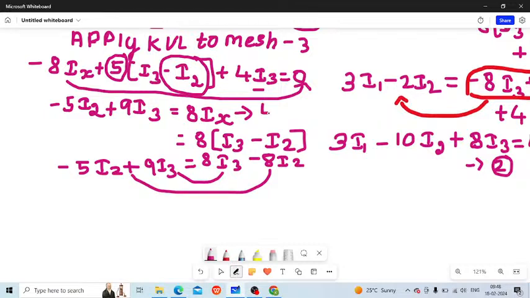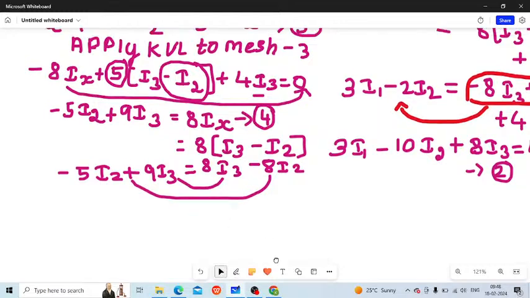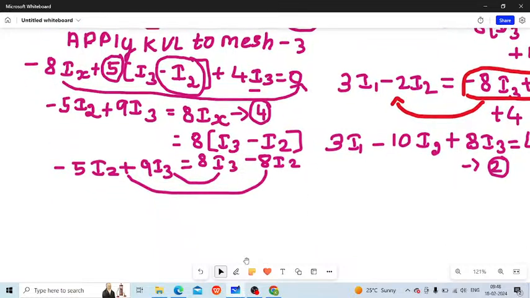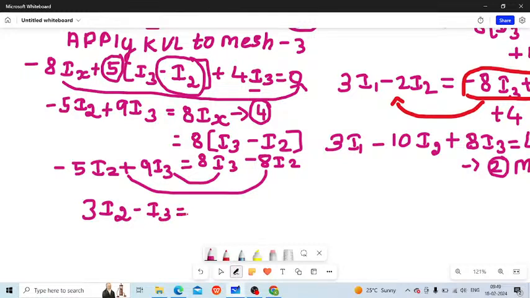Fine. And now this is the modified equation, equation number 3 and 4. So now here it is 5 and 8. So this is minus 5i2 plus 8i2. What is 8 minus 5? 3i2, right? This is modified. And here it is 9 minus 8. What is 9 minus 8? It is 1. So minus i3, which is equal to 0, students.